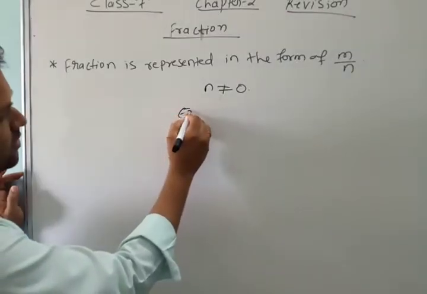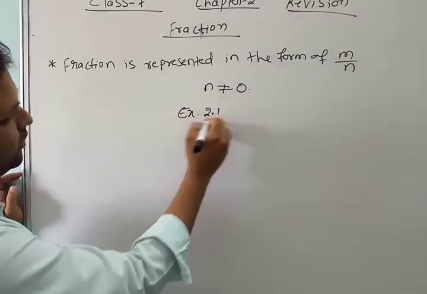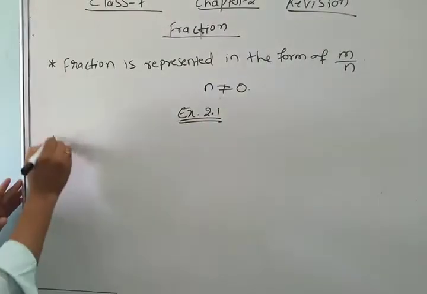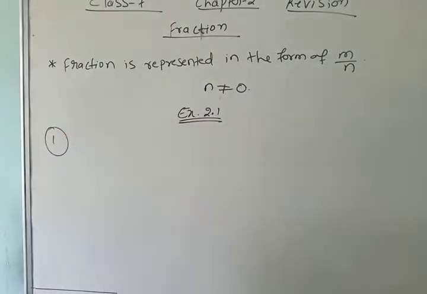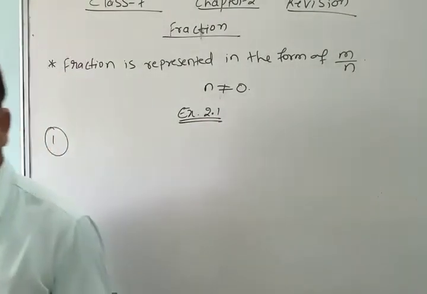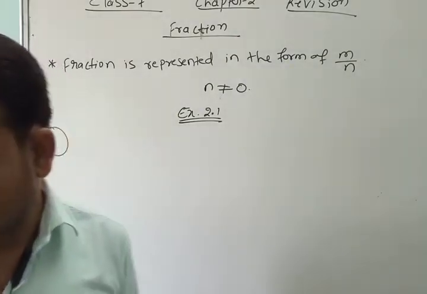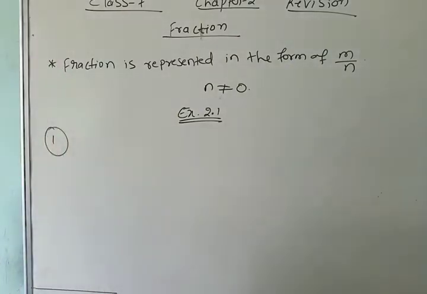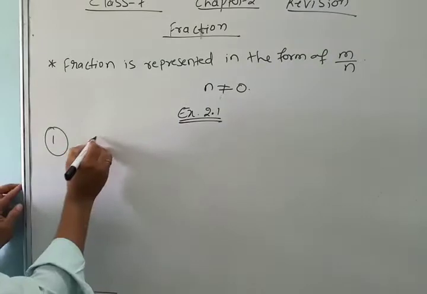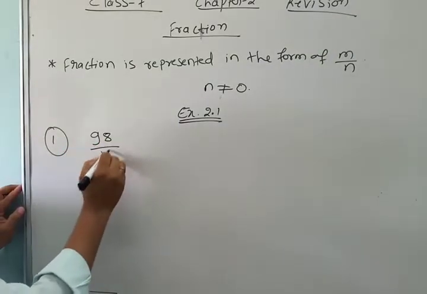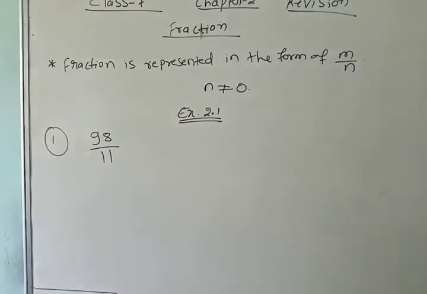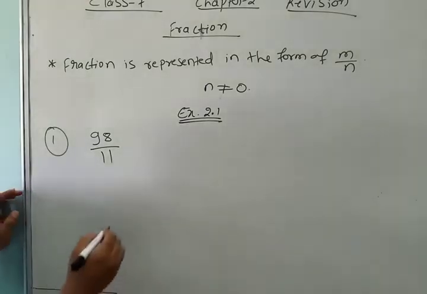So we start some questions, that is exercise 2.1, our first question. In revision, we solve one or two questions of each type, that is enough. Our first question is: express the following in mixed fraction. 98 upon 11. We have to represent 98 upon 11 in the form of a mixed fraction. How do we convert it into a mixed fraction?